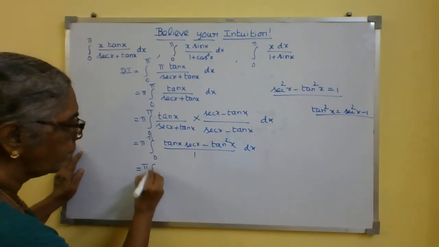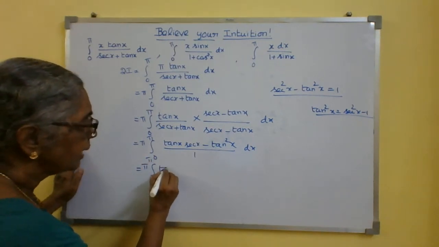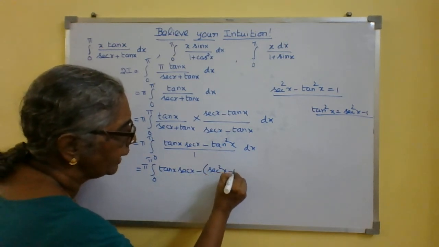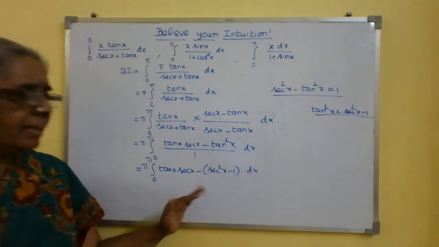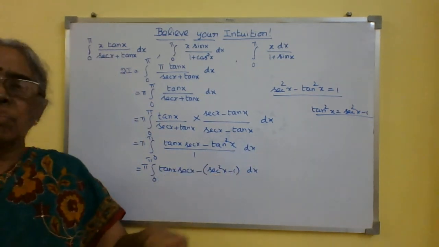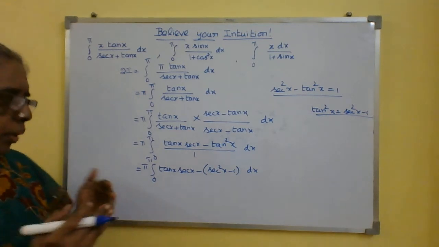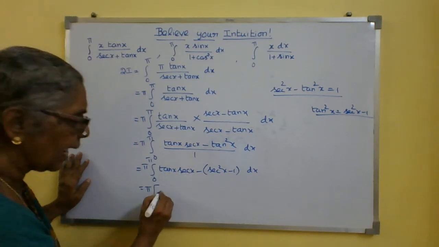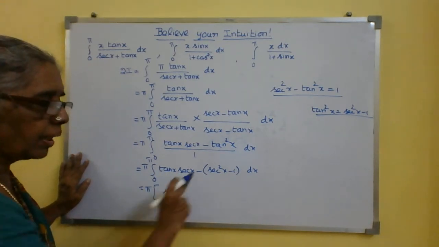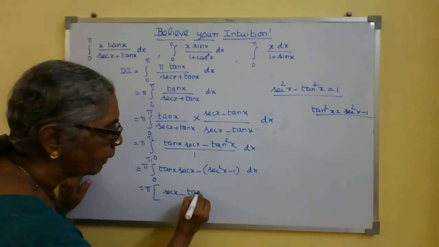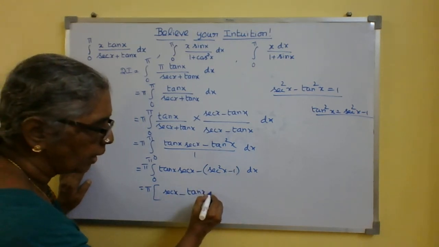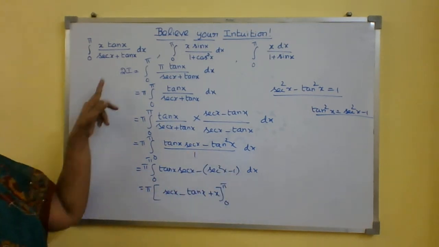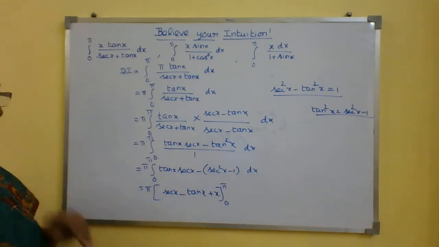So now I am going to write pi integral 0 to pi. This is tan x secant x minus, secant squared x minus 1, dx. So see, now this is containing 3 terms. Each one is a straight formula. So now what we can do, this pi you write here, put a bracket. For this secant x tan x, you will be getting secant x. Minus, for secant squared x, you will be getting tan x. Here it will be plus 1, so you will be getting a plus x within 0 to pi. Okay, so here you have 2I, remember that, or you can write I is equal to pi by 2.